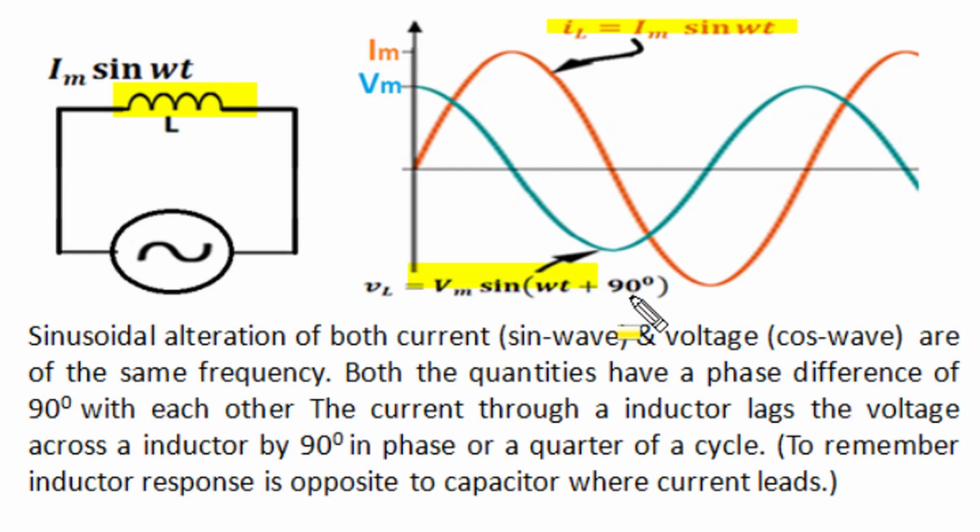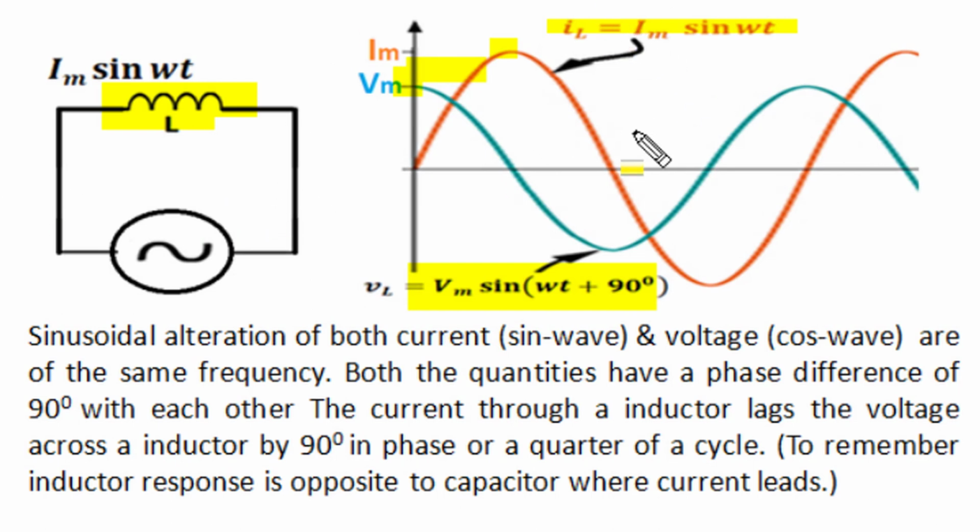In an inductor, the sinusoidal alternating current flow Im sin omega t results in a cosinusoidal alternating voltage Vm cos omega t, or Vm sin(omega t plus 90). Both sinusoidal alterations of current and voltage are of the same frequency, but the two have a phase difference of 90 degrees. From the positive peak of instantaneous voltage, the positive peak of instantaneous current occurs after a phase difference of 90 degrees, or we can say current lags voltage by 90 degrees or 1/4 of a cycle. We can remember the phase difference of 90 degrees between voltage and current in an inductor as opposite to a capacitor.